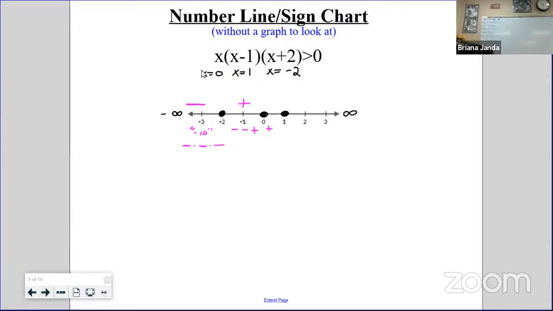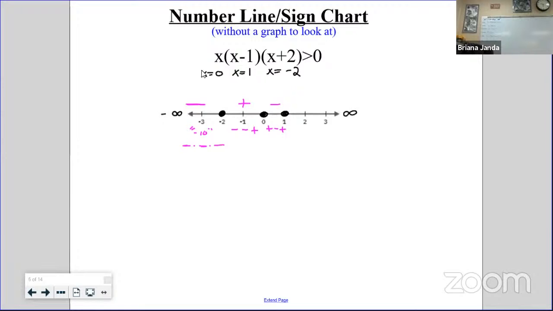Ooh, slow down on this one. 1/2 minus 1, negative, right? And then 1/2 plus 2 is positive. If that were my three signs of my number, what's my overall answer? Negative.